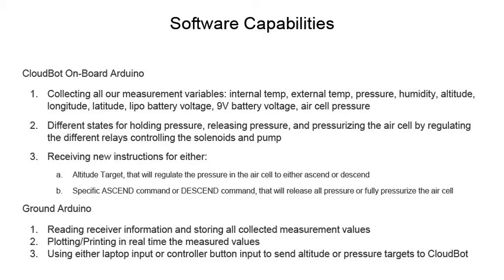It's also able to switch our air cell into 3 different states, which are maintaining pressure, releasing pressure, and pressurizing by activating the necessary relays to control solenoids and pumps. Finally, it's able to receive instructions for either altitude targets or pressure targets and switch into the right pressure states to complete them.